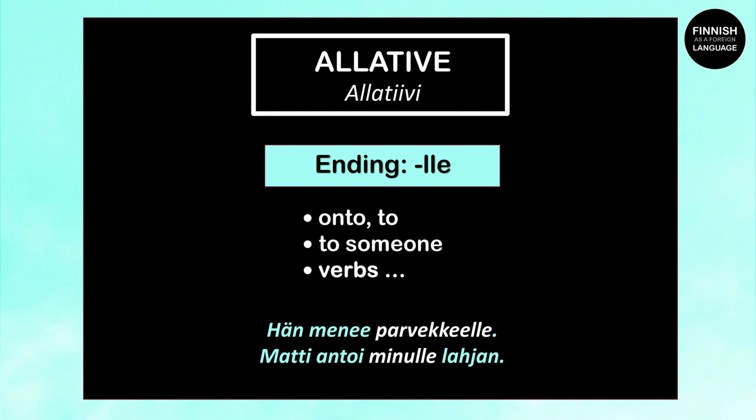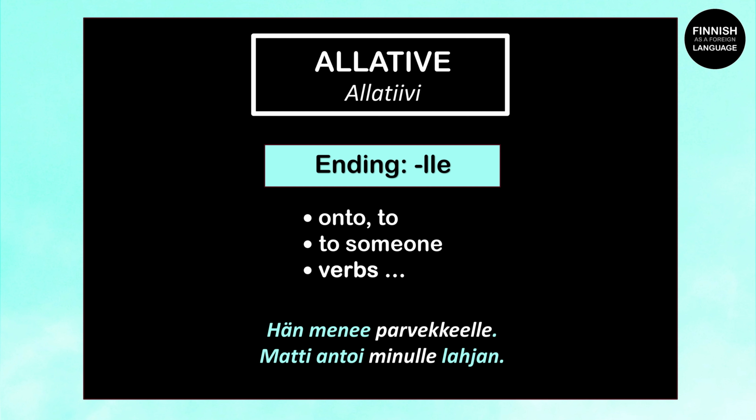Next one. Matti antoi minulle lahjan means Matti gave me a present. The question is, who did Matti give a present to? He gave it to me. So that's why we say minulle. Minulle is the allative case of the pronoun minä, and it means to me. Matti antoi minulle lahjan. Matti gave me a present.